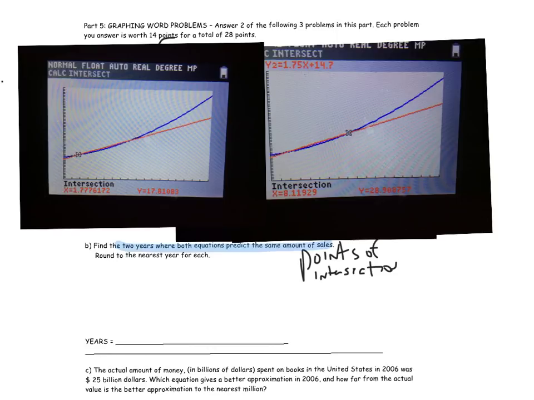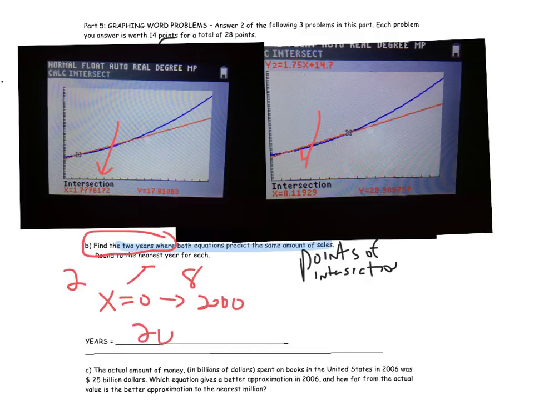So here are the 2 points of intersection, and you're being asked to find the 2 years when both equations predict the same amount of sales. We have to round to the nearest year for each, so the years are the x's. So here 1.7, that would be the year 2, and 8.1, that would be the year 8. And remember, x equals 0 corresponded to the year 2000. So in this case, it's going to be the years 2002 and 2008.